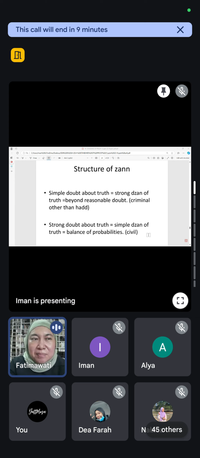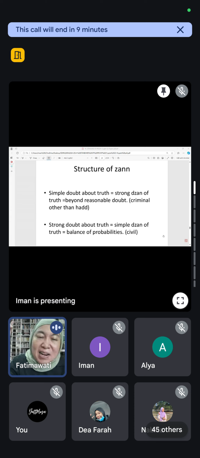Okay, contoh macam case persetubuhan haram. Kalau ikut sini dia punya proof is beyond reasonable doubt kan. Dia punya level tu lah. Kalau persetubuhan haram tu comes under criminal, which hukuman dia is takzir. Okay. You have doubt that probably she did not commit it. She didn't commit the persetubuhan haram. Probably she didn't, you know. So when you have a simple doubt about the truth, okay, simple doubt about the truth equals to a strong zone of the truth. I faham kenapa you confused.